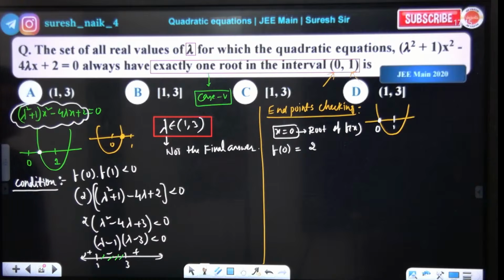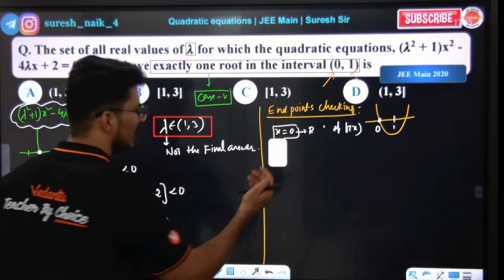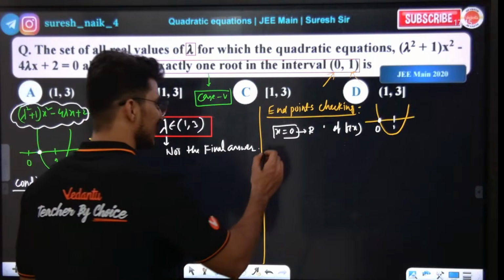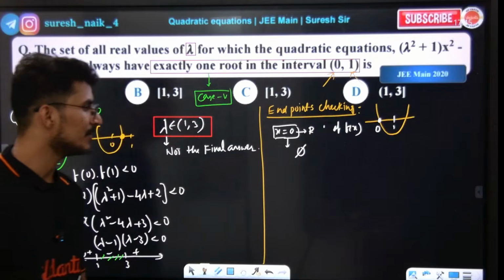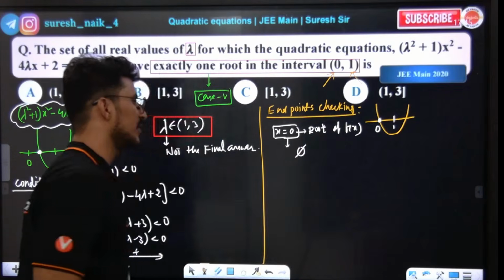Hey, f of x, you are having the set of all the real values of lambda for which the quadratic always has exactly one root in the interval. If x is equal to 0 itself is a root of f of x, then what will f of 0 give? If we put x is equal to 0, you will not get any answer. Root of f of x.